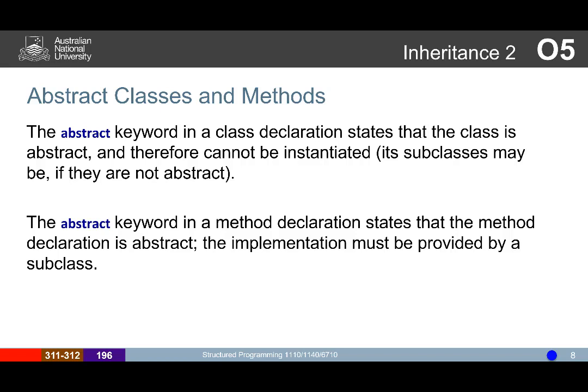And likewise, if you define a method abstract, it says that this method has no definition in the class in which I declared it. So you're going to have to define the method in a concrete subclass. You're going to have to provide a concrete implementation of that method in a subclass. So abstract and final are just two sides of the same coin.